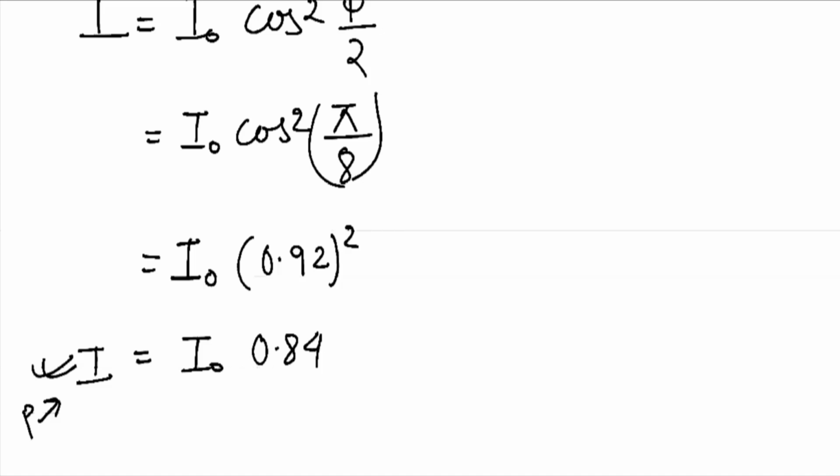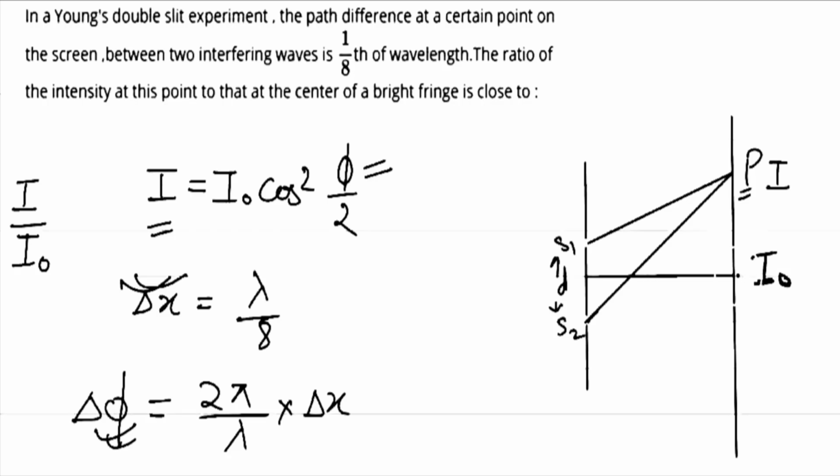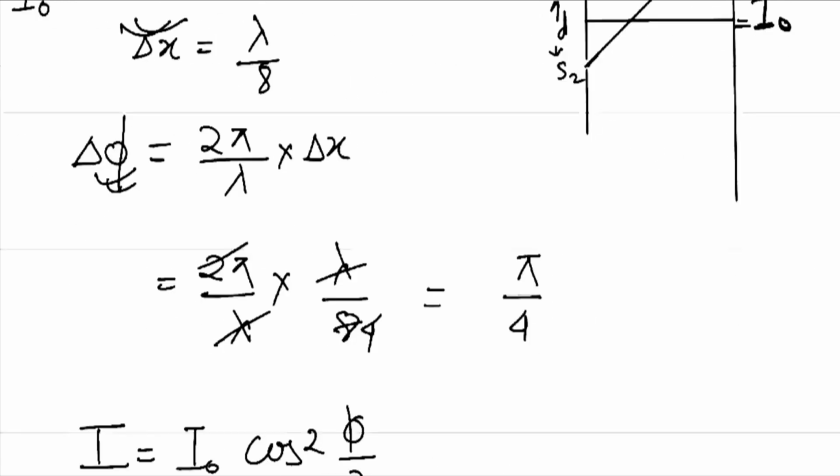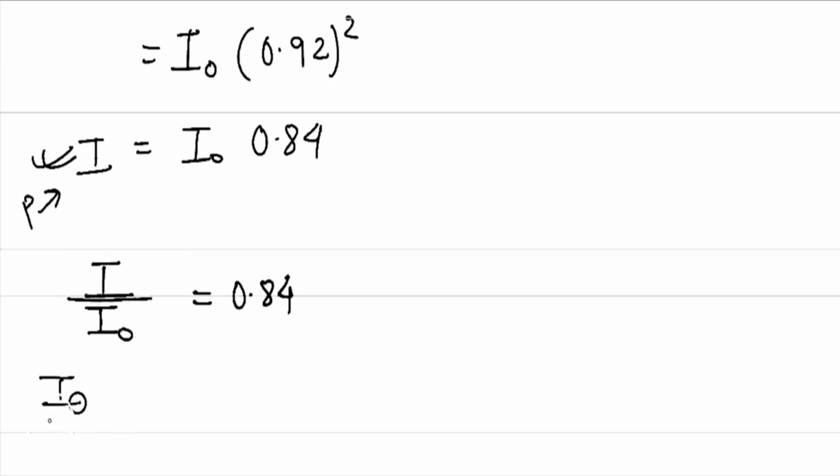And I naught is the maximum brightness at this position. So if we write it as a ratio, I by I naught, it will be 0.84. So this is the relation. We can write I by I naught is equal to 0.84.